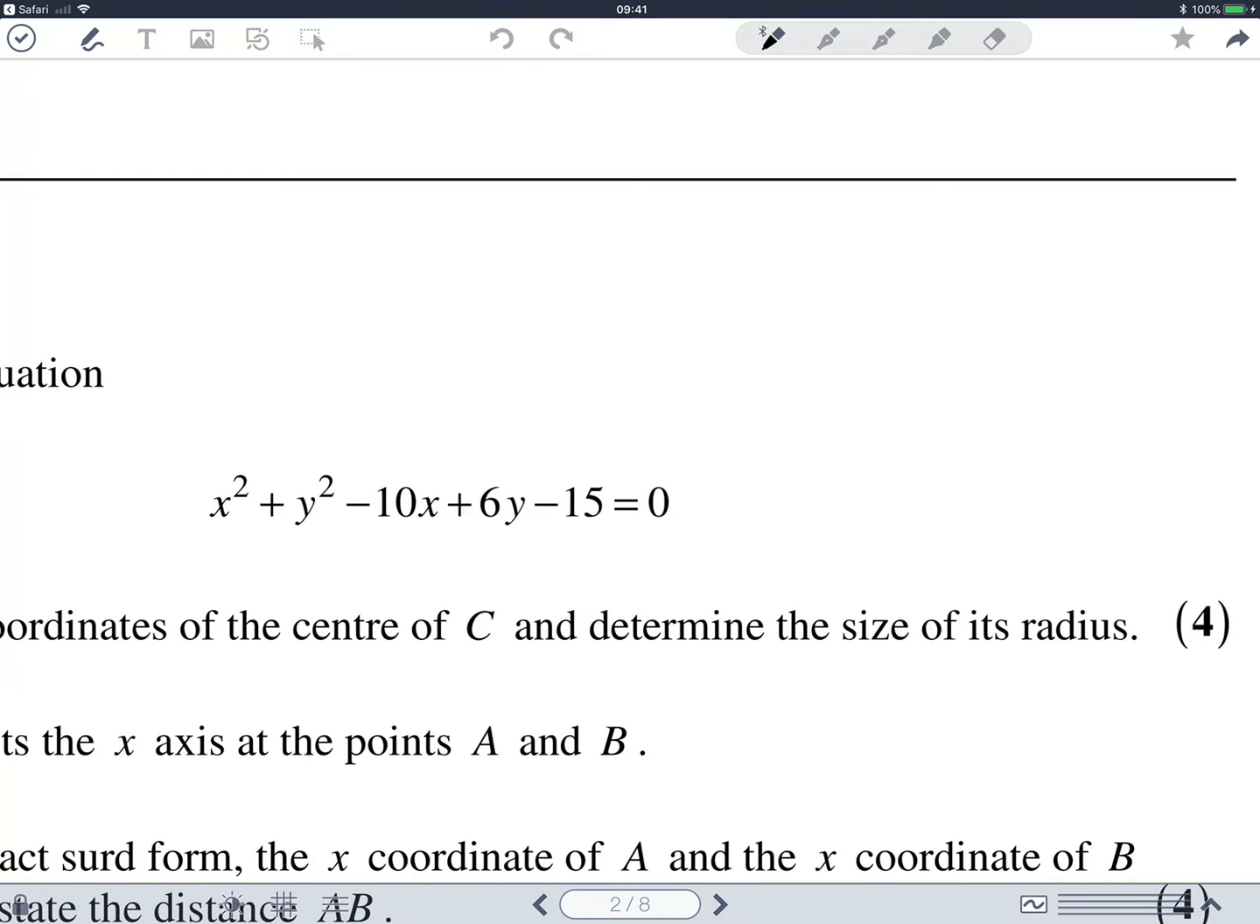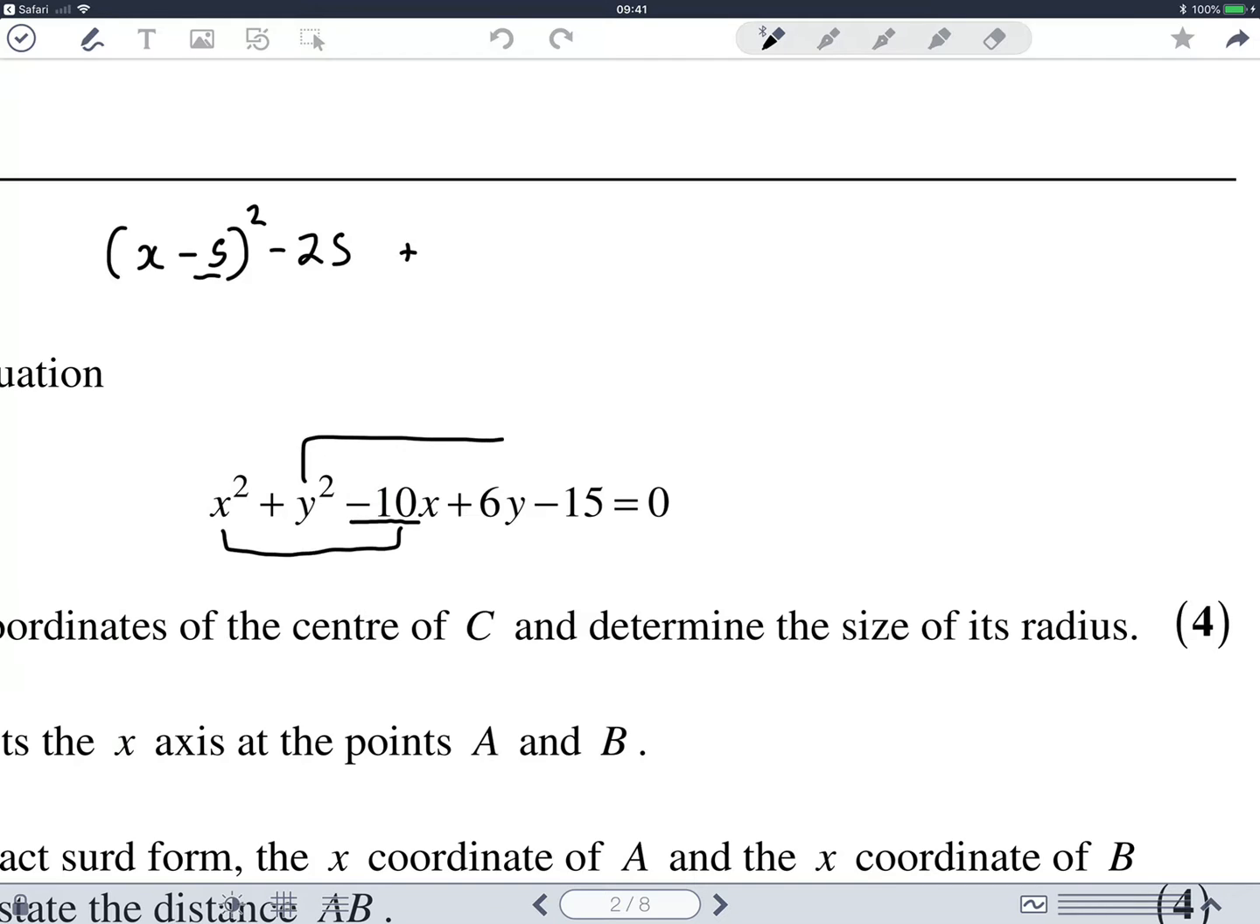Okay, fairly simple. What we're going to do is a standard technique of completing the square. So x squared minus 10x will become x minus 5 squared. We always halve this coefficient. Minus 10 becomes minus 5. And then take away the minus 5 squared. Always taking away that squared.